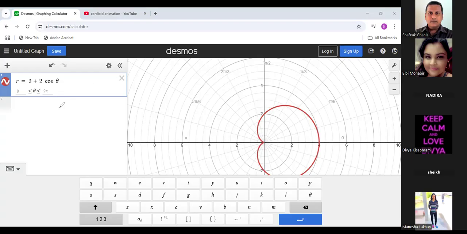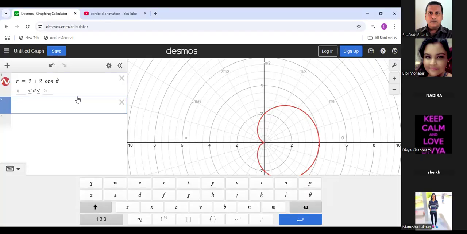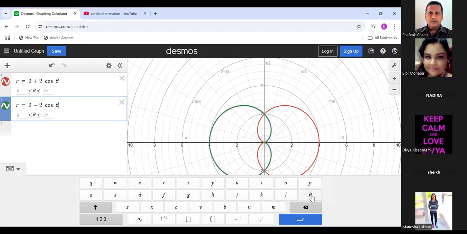Now let's see what happens when we change the sign. So let's try R is equal to 2 minus 2 cos theta. Because we have 2 minus 2 cos theta, it flips to the other side, to the opposite direction, to the left.